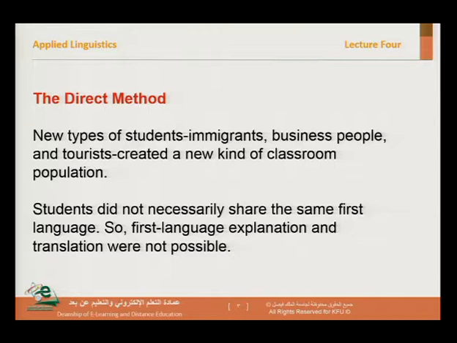So first language explanation and translation were not possible. In order to explain a grammar rule in English, you do not speak Arabic. In order to know a vocabulary, you don't have to translate it into Arabic. The meaning is explained to you through photos, pictures, diagrams, or definitions, or you get it from the context, but the element of translation was not possible at the time.